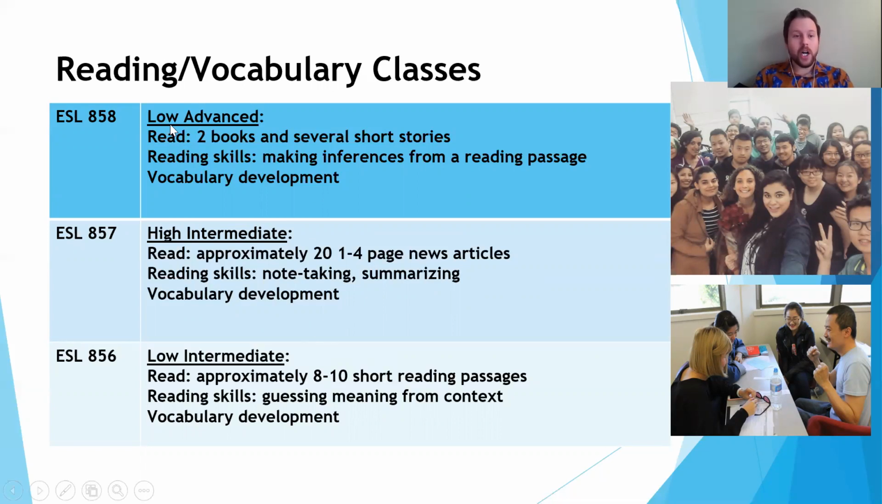And finally, in our highest level reading and vocabulary class, 858, low advanced, you'll read 2 books and several short stories. Some of the skills that you will develop are making inferences and reading a passage. And of course, you will continue to develop your vocabulary.